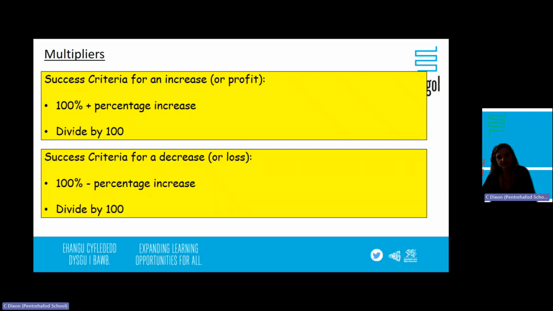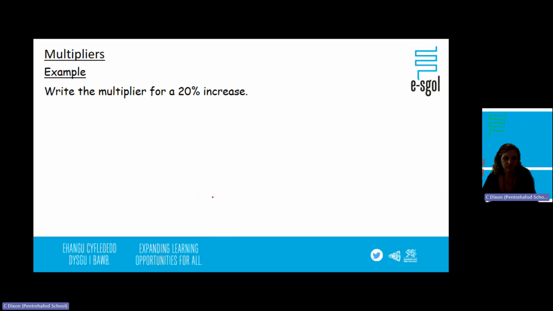Now, if it was the opposite, the decrease, the only difference being, you can see the plus has changed to a take away. Okay, so it's 100% take away the percentage. Oh, that should say decrease there. Percentage decrease. Divide by 100. So I'm going to show you this with a diagram now, just so you can really picture what's going on. Okay, so it says, first of all, write the multiplier for a 20% increase.